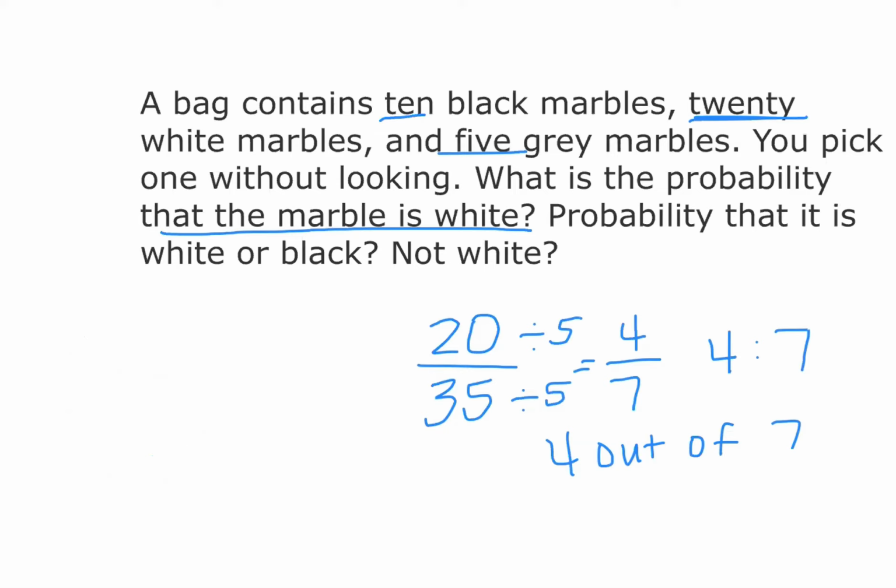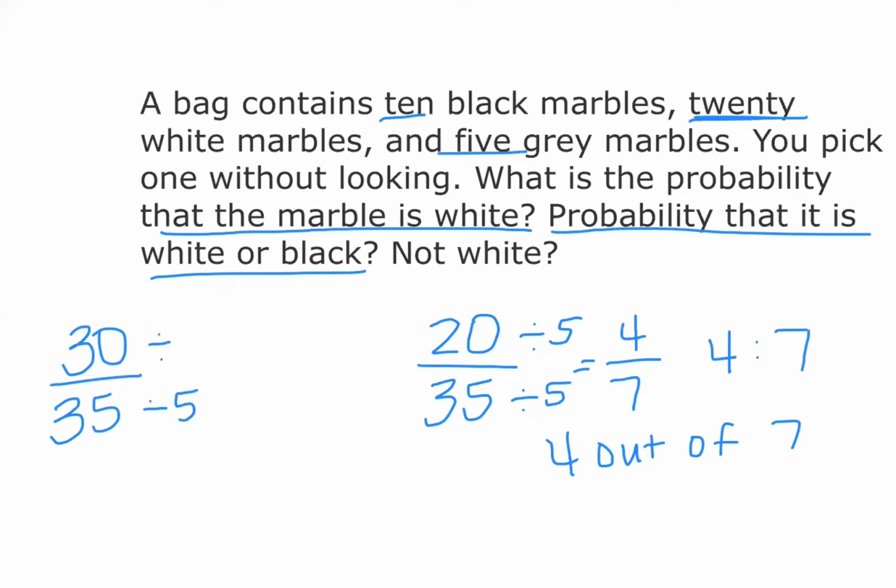So the next one says probability that it is white or black. So what are the specific outcomes here? There's 20 white and 10 black because it says white or black, right? So when it's or, what we do is we add. So it's 30 white or black ones out of the 35 total. We divide by 5 once again, because that's how I can simplify. That gives me 6 out of 7.